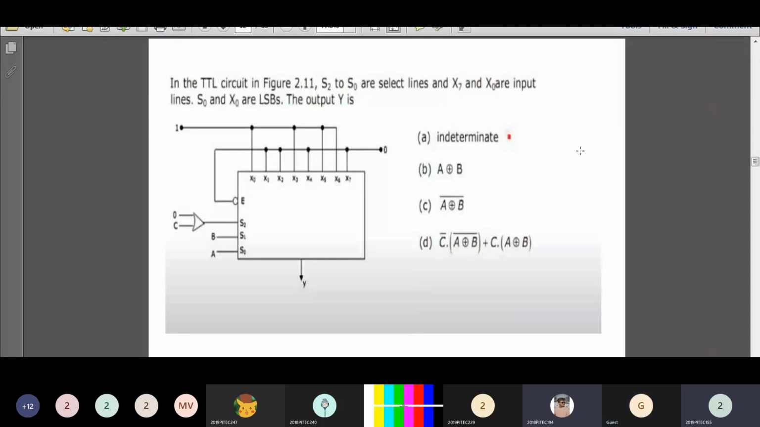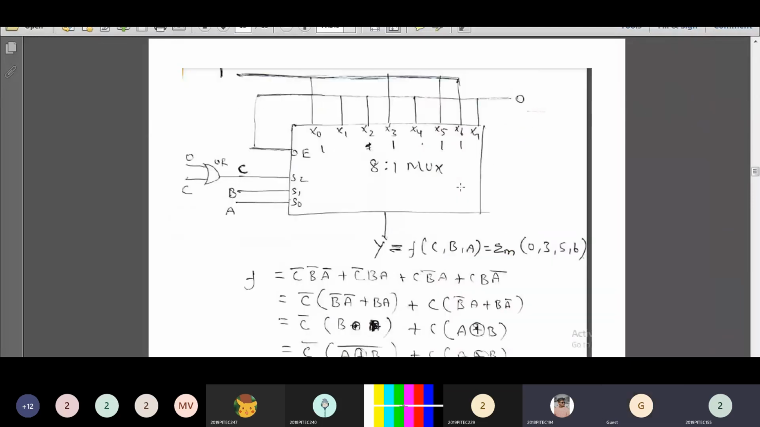The selection input S2 is connected to the output of the OR gate. The inputs of the OR gate are 0 and C, so the output of the OR gate will be 0 plus C. The value of S2 is 0 plus C, that is equal to C. Here the output of the OR gate is C.